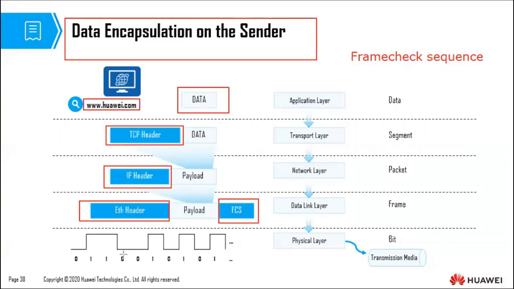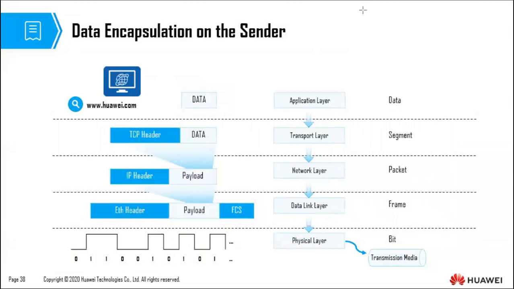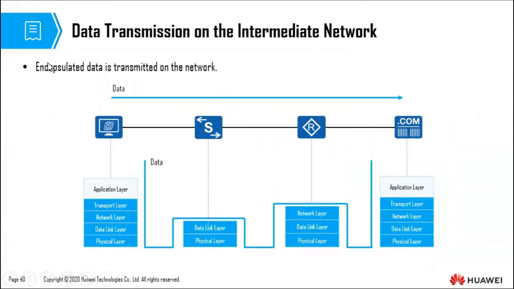Then lastly, at the physical layer, the electrical signals are going to be converted to a form that can be transmitted using the particular transmission media. So that is what we call data encapsulation. When we are sending, data is encapsulated. Data transmission on the intermediate network.